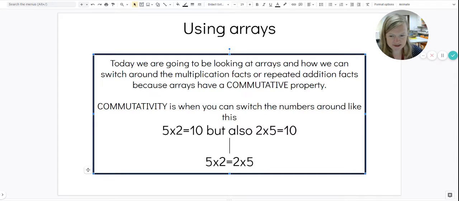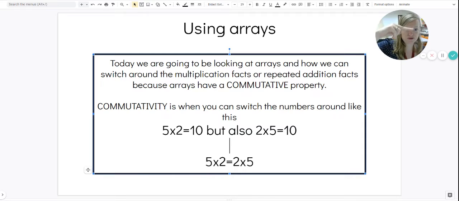So let's look at these numbers again. Look down here. 5 multiplied by 2 equals 10. Can you imagine that array? We know the first number refers to the rows. So you'd have 5 rows: 1, 2, 3, 4, 5. And the second number refers to the columns. So you'd have 2 columns.